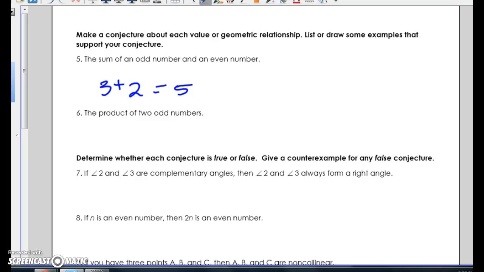I'll try a different example. Let's say I do the odd number 5 and add the even number 4 onto it, and the sum is 9. We'll look at one more example. Let's do the number 7, that's our odd number.